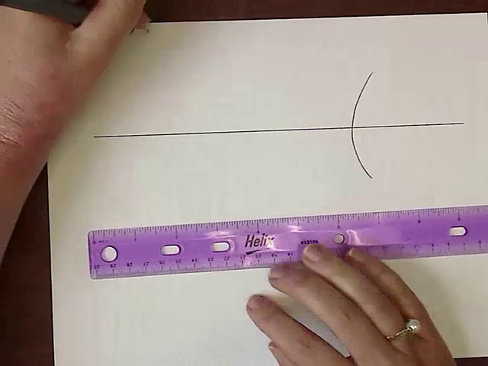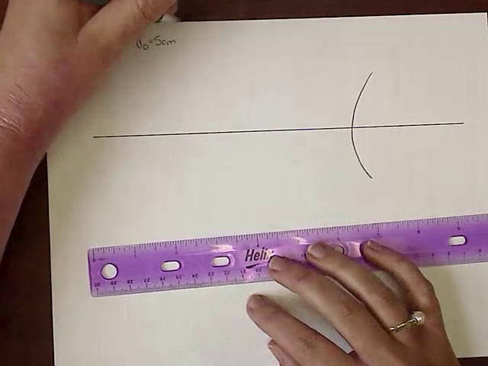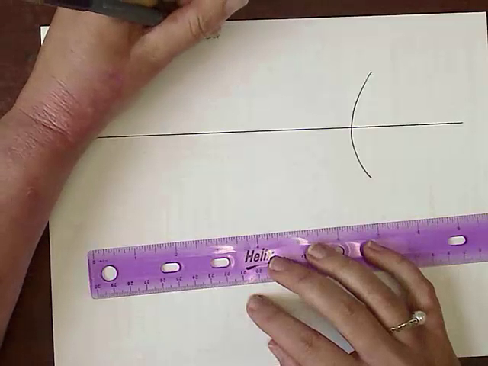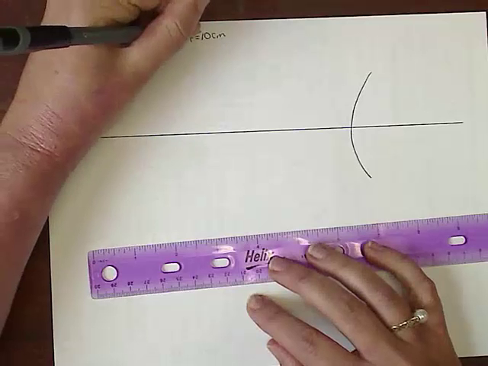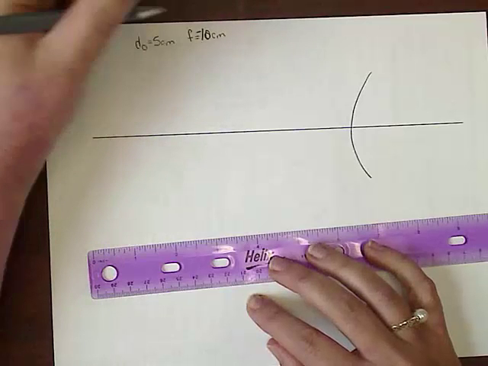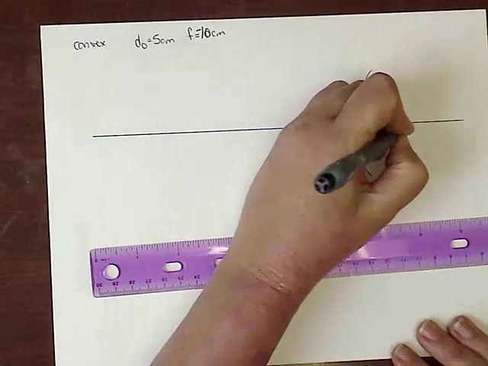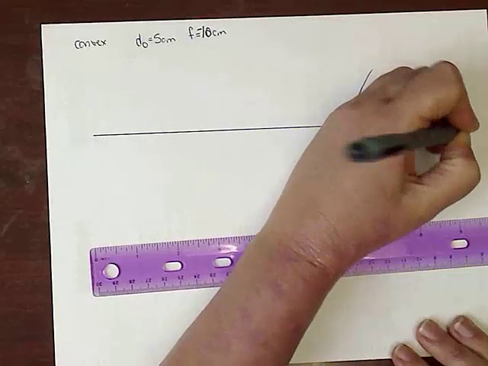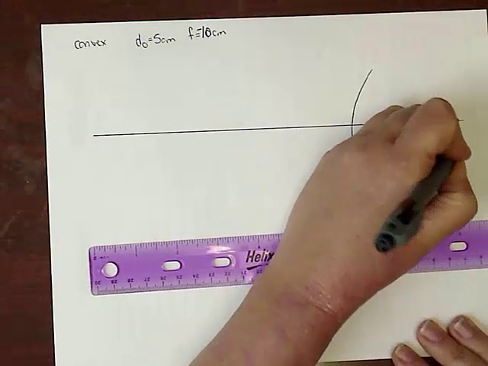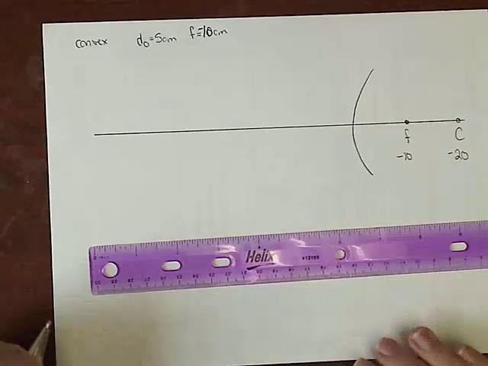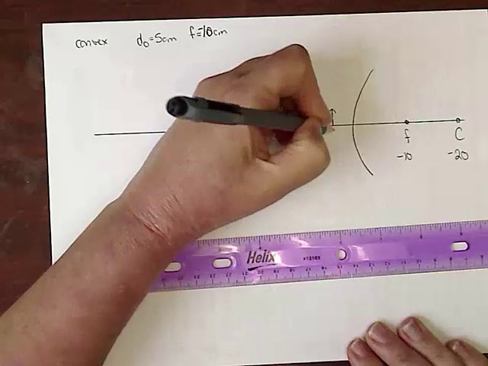All right, so first case, we have DO is 5 centimeters, and F is 10 centimeters. Now, since this is a convex mirror, when I write down my F, I should really write that it's negative 10 centimeters because it's going to be behind the mirror. So here's my mirror. I'm going to draw my focal point here and my center of curvature here. So both F and C are negative. So negative 10 and negative 20. Where's my object? My object is about half the distance to the focal point. So here's my object over here on this side.